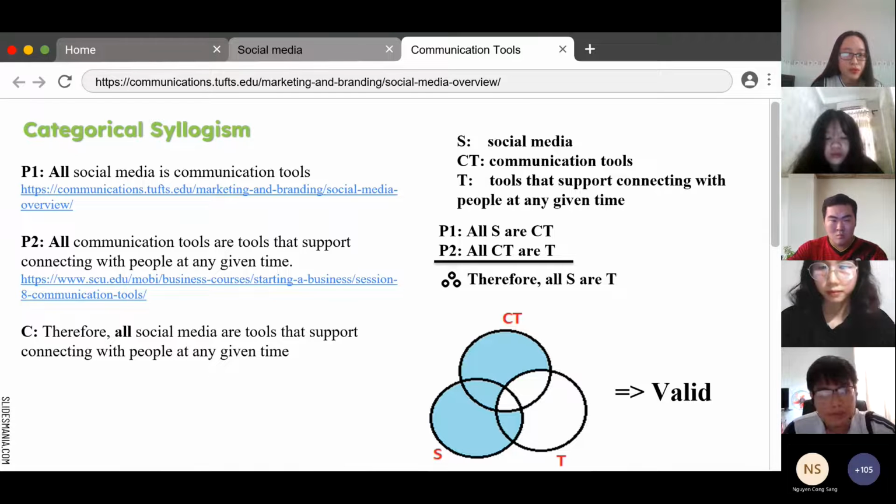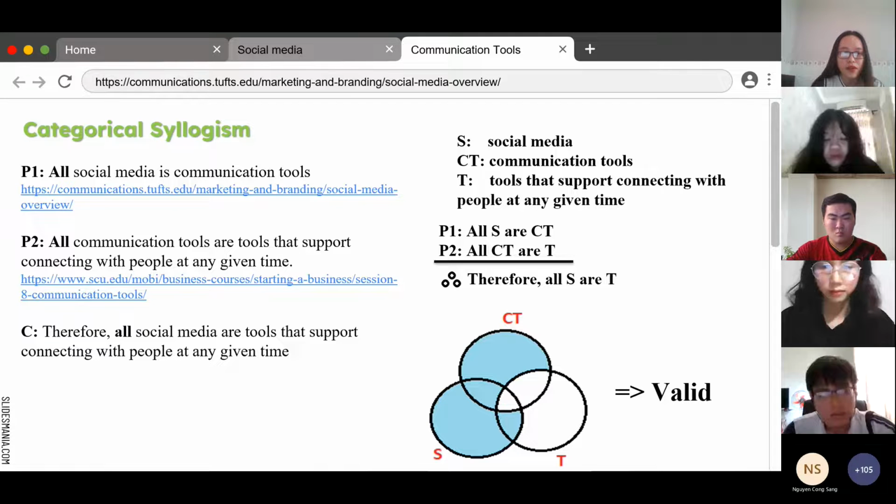It also refers to tools and platforms such as Facebook, Twitter, Instagram, LinkedIn, YouTube, etc. All social media are communication tools. Communication tools are tools that support connecting with people at any given time. Therefore, social media are tools that support connecting with people at any given time.